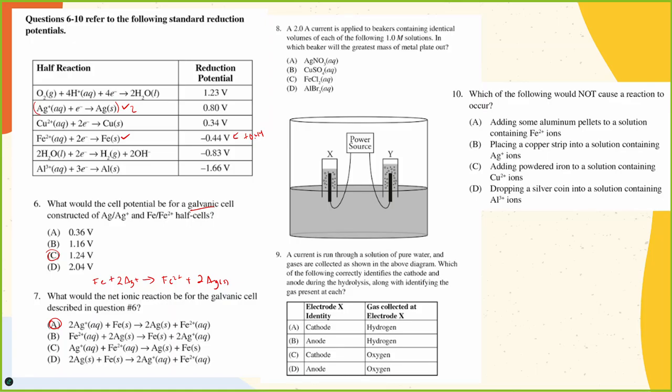Okay. A 2 amp current is applied to beakers containing identical volumes of each of the following 1 molar solutions. In which beaker will the greatest mass of metal plate? What? Oh, I don't like this question at all. All right. 2 beakers containing identical volumes of 1 molar solution. Power source.